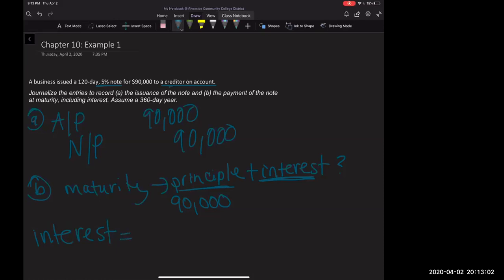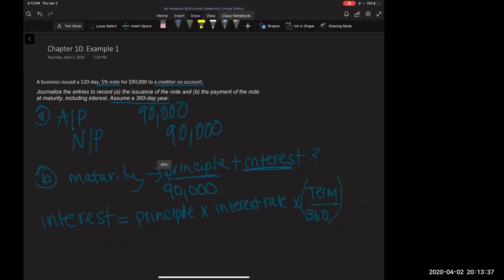So to do that, we're going to use the interest formula. Our interest formula is going to be the principal amount times, I may be spelling principal wrong, by the way, but that's okay, you'll get what I'm saying. So you have the principal amount times the interest rate times the term of the loan divided by 360, or however many days. They're telling us to assume a 360-day year. So now what we're going to do is plug all of this in.